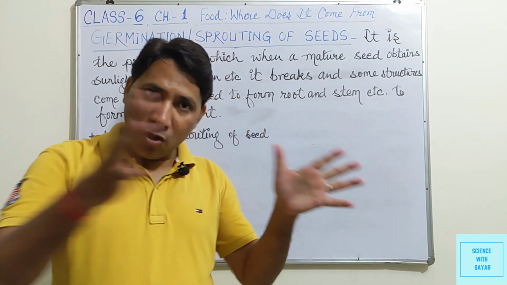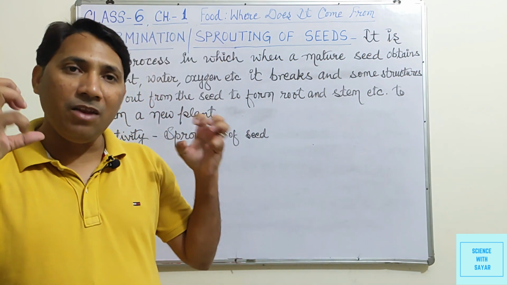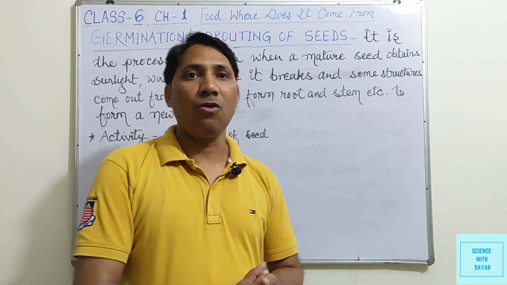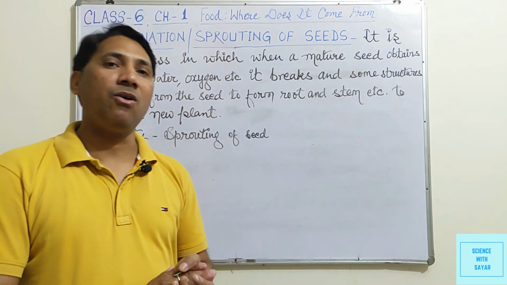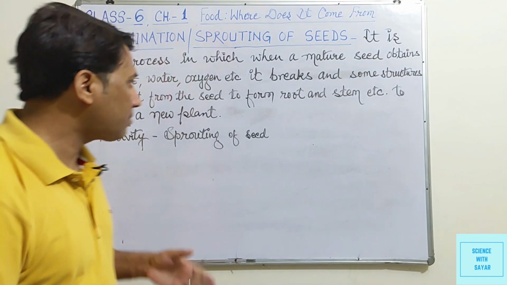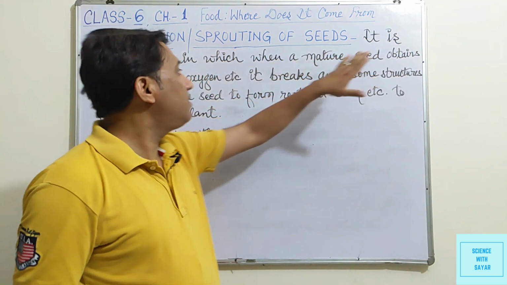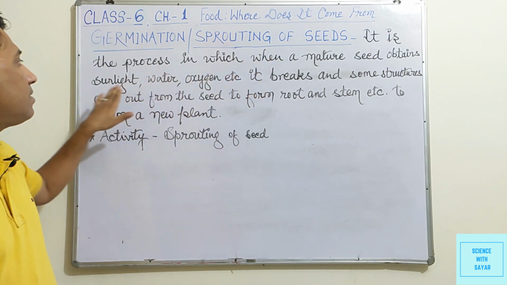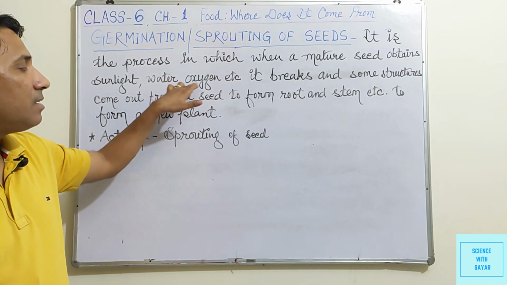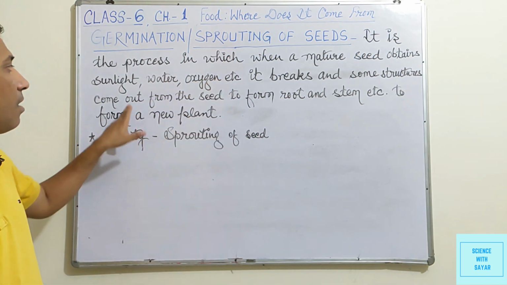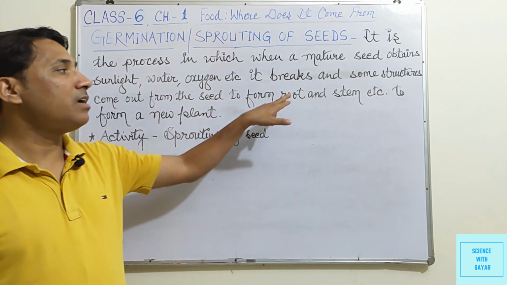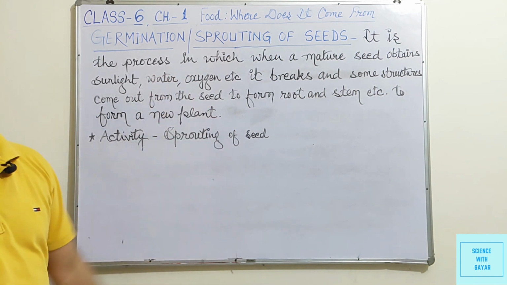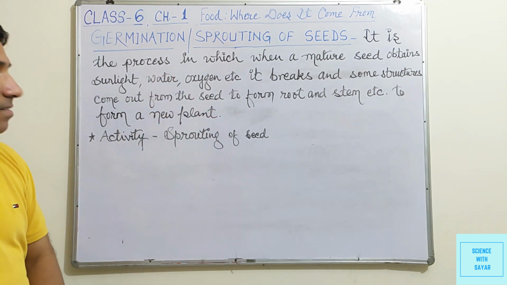So this is the whole process in which a seed gets germinated, and this whole process is known as germination or sprouting of a seed. It is the process in which, when a mature seed obtains sunlight, water, oxygen, etc., it breaks and some structures come out from the seed to form root and stem, etc., to form a new plant. This process is known as sprouting or germination of a seed.